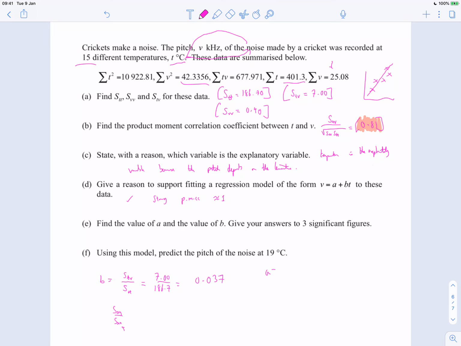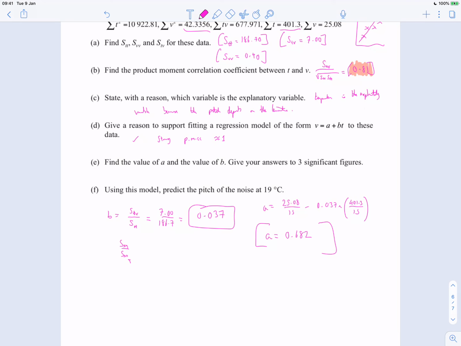So then A is going to be the mean of the dependent variable, which is now V. So the mean of V is 25.08 over 15 minus B, which is 0.037 times the mean of T, which is 401.3 over 15. So B is 0.037 and A is going to be 25.08 over 15 minus 0.037 times 401.3 over 15. So A to three significant figures is 0.682.